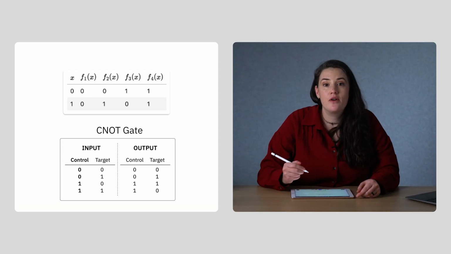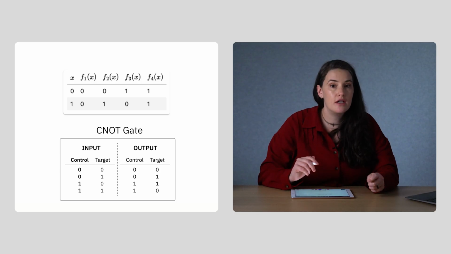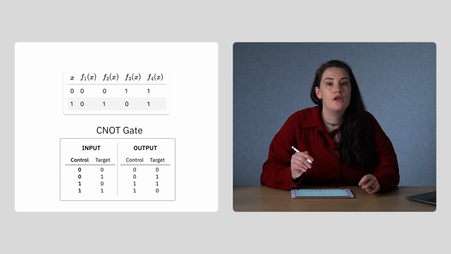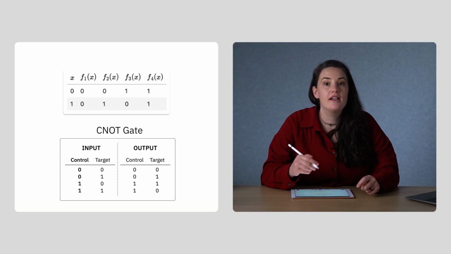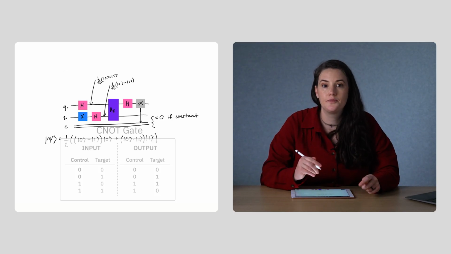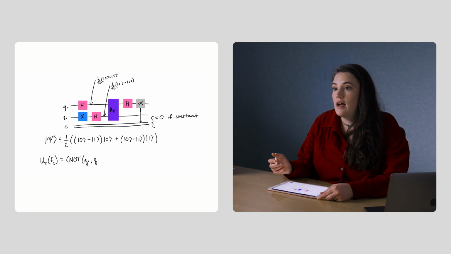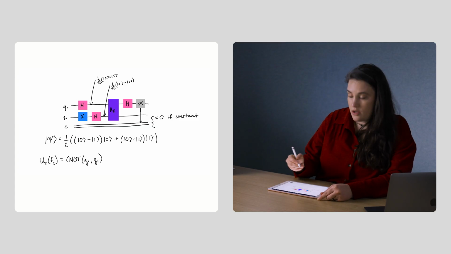This is exactly what a controlled NOT or a CNOT gate does. A CNOT gate takes two qubits, a control qubit and a target qubit, and flips the state of the target qubit if the control qubit is in the state 1. But it does nothing to the target if the control qubit is in the state 0. So UF for F2 is just a CNOT on Q0 and Q1.